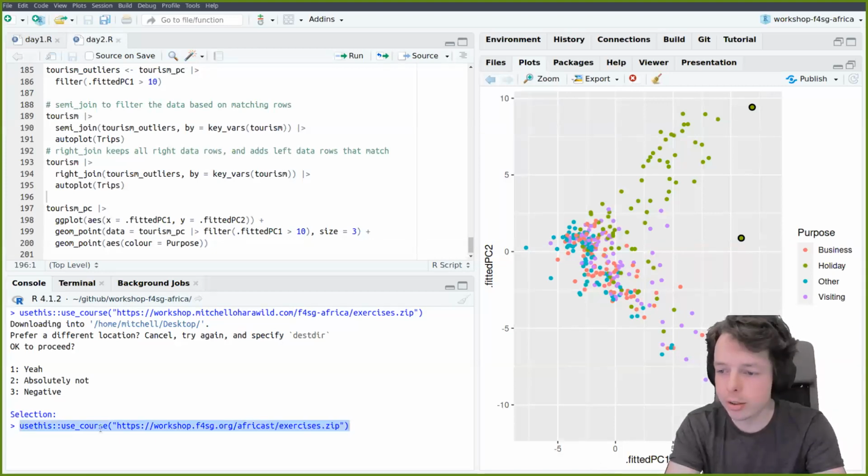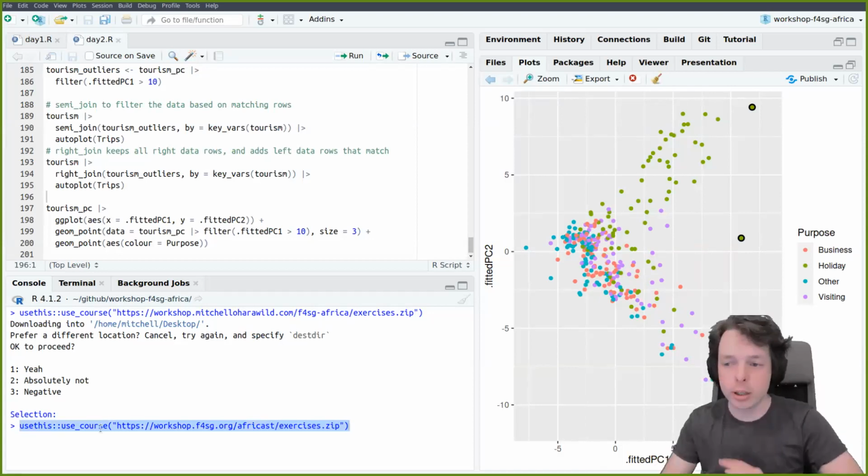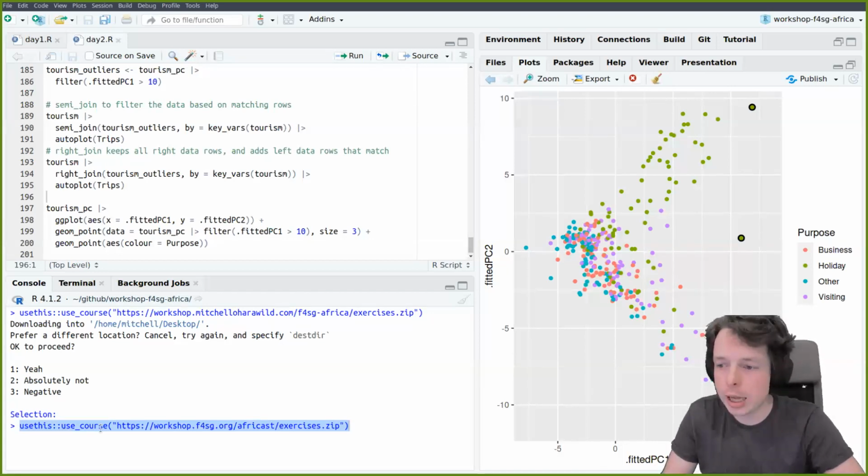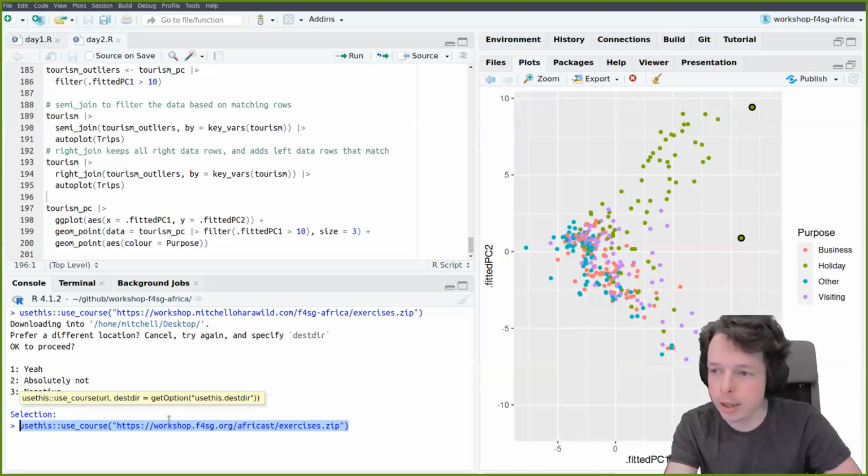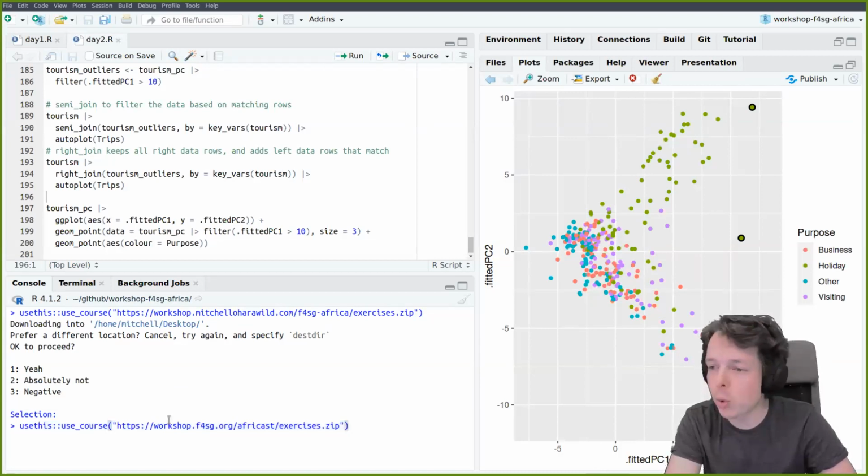Okay, I'll update that URL in the website. My apologies for that. I've put it in the chat now so you can follow along and get all of the exercises for your lab sessions. If you run this code, it will download all of the lab exercises and the data sets that you need. This might be why you weren't able to find the data sets, so I'm sorry for that.